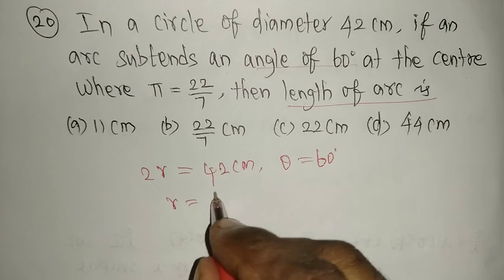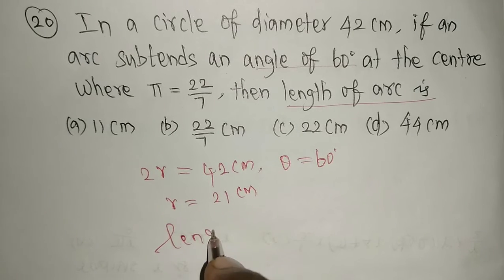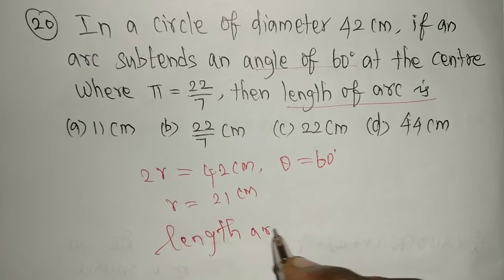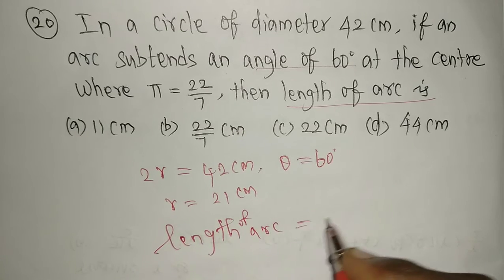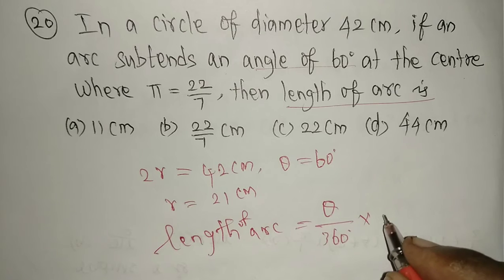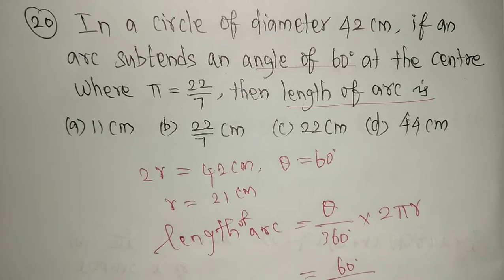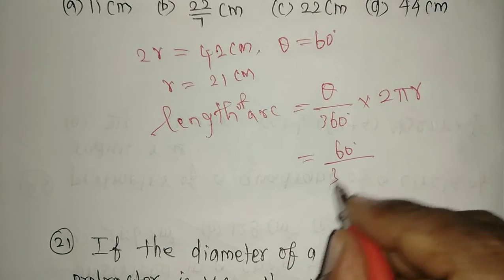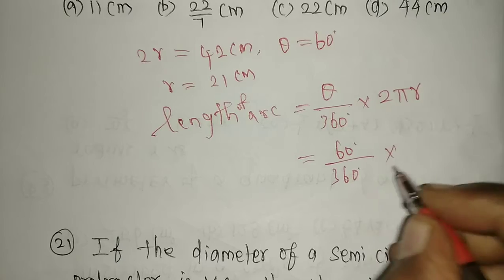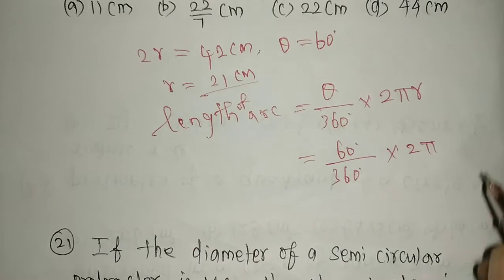Before that, r value I am finding, 21. So length of arc already I have given. Length of arc is equal to theta divided by 360 into 2 pi r. So this is a very important formula, please remember. So theta divided by 360 degree into 2 pi r. R value they have given, 21.